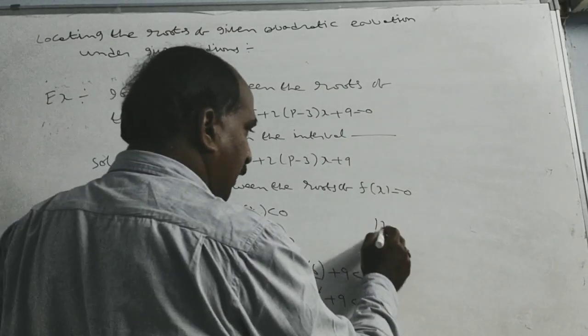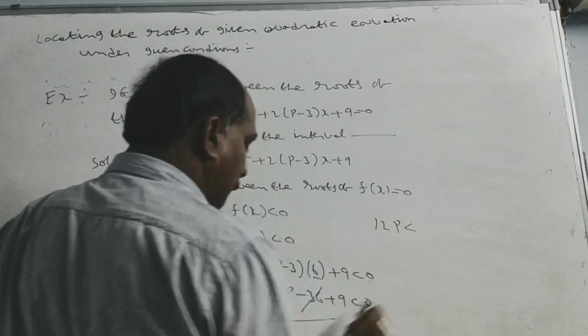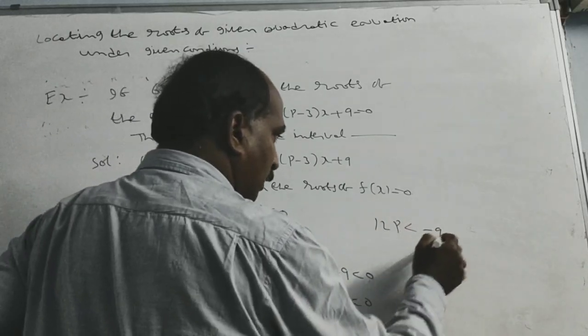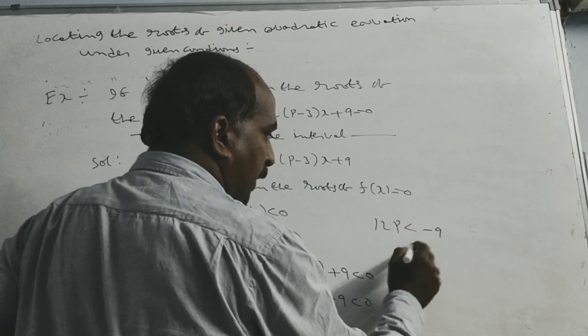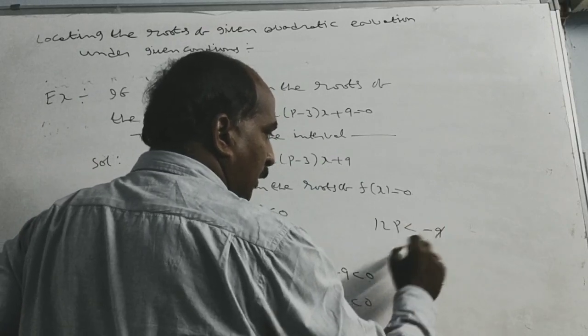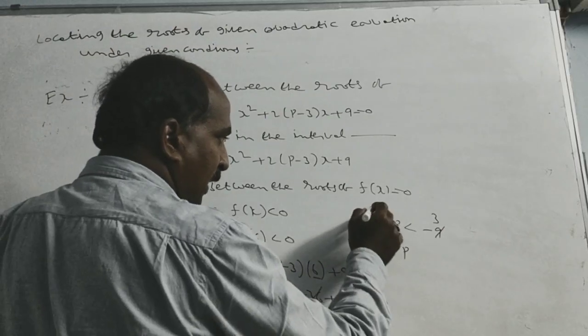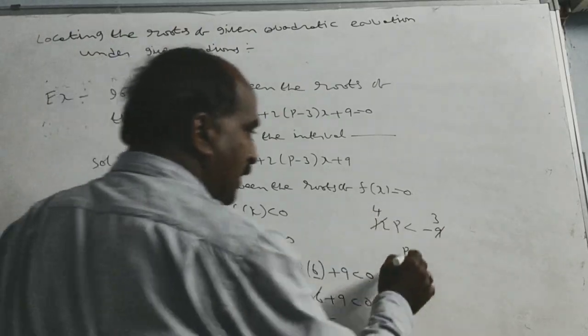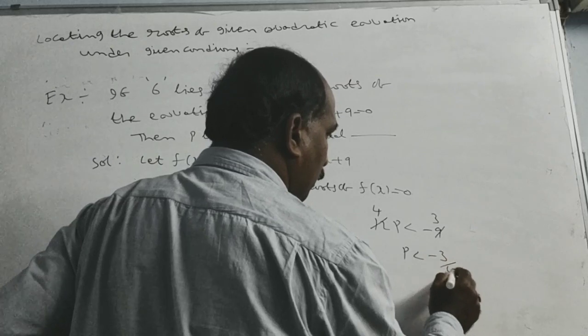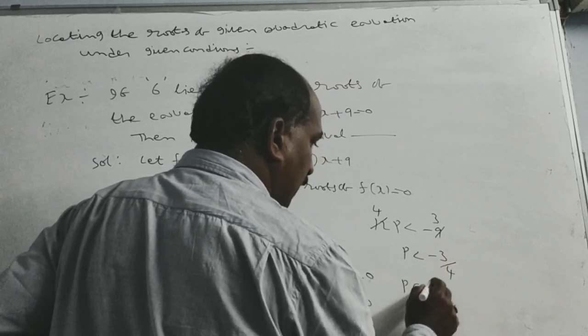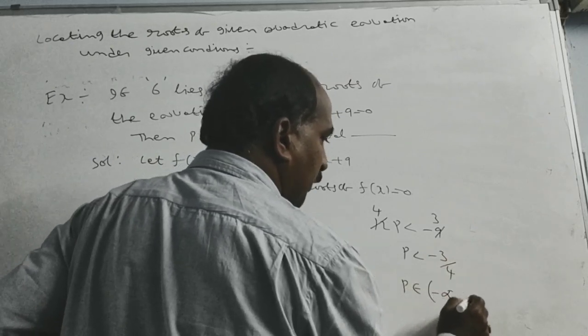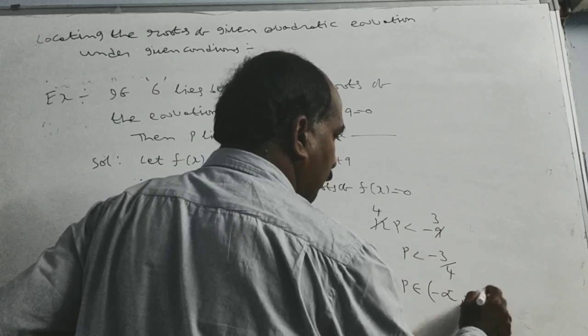So 12p less than minus 9 implies p less than minus 3 by 4, as 3 is cancelled in 9 and 12. So p less than minus 3 by 4. That is p lies in the interval, open interval minus infinity to minus 3 by 4.